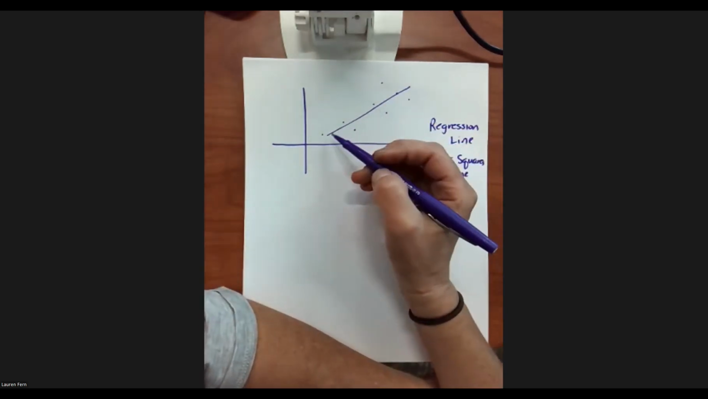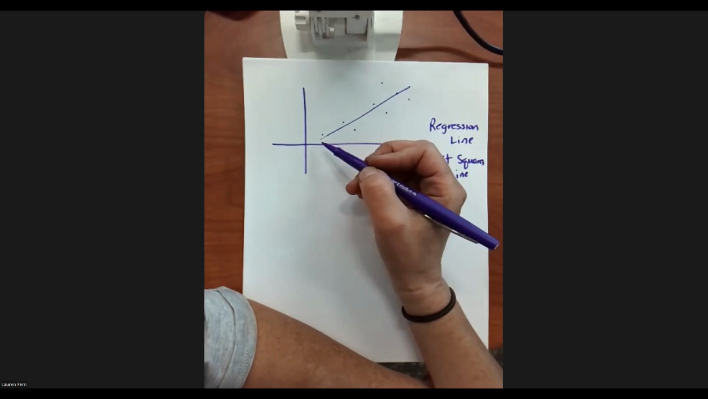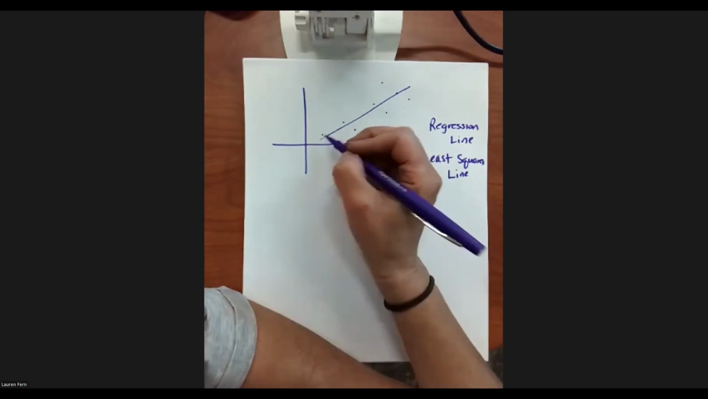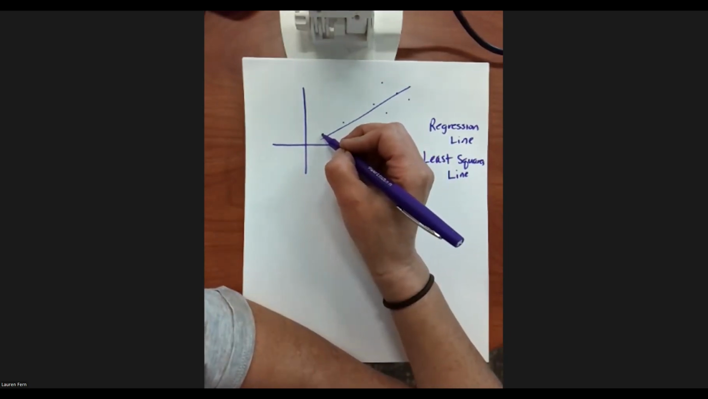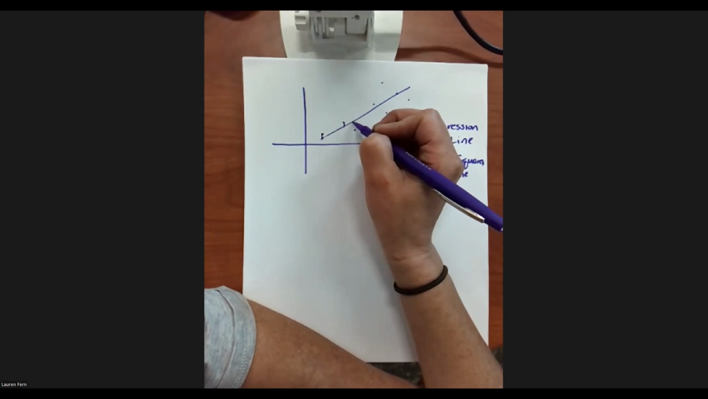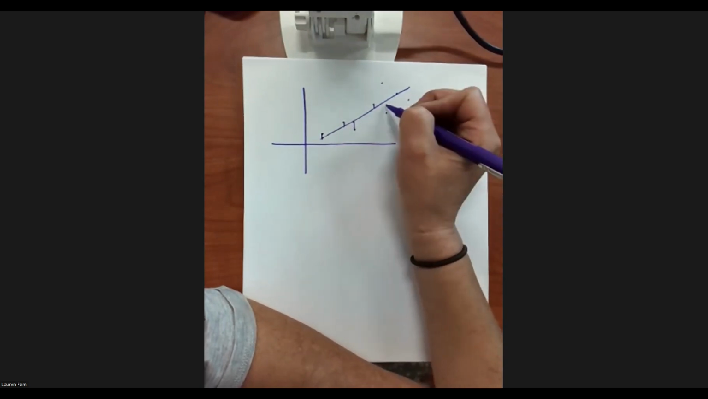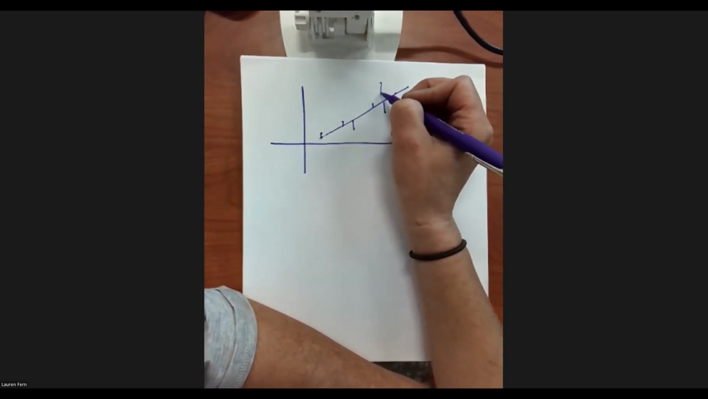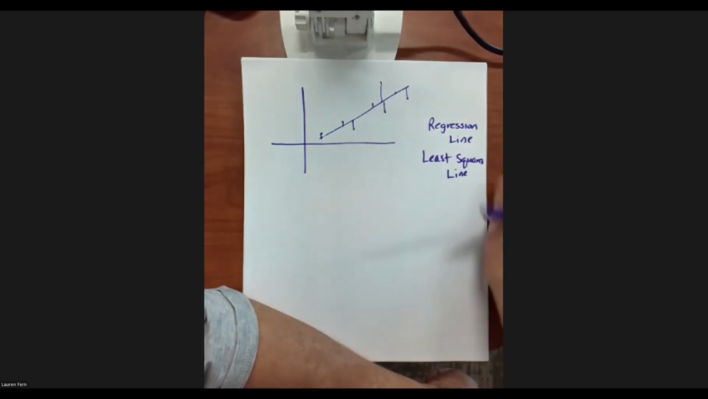What you want to do is find the line so that the difference between each data point and the corresponding point on the line, so these distances, are as small as possible.